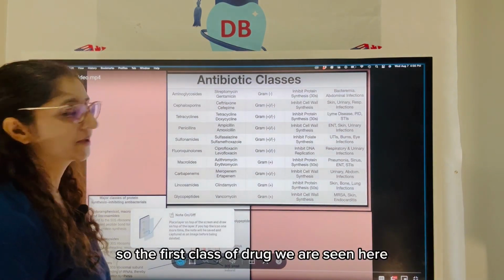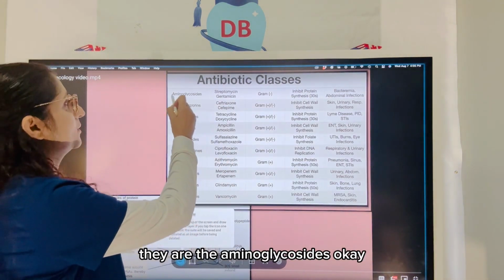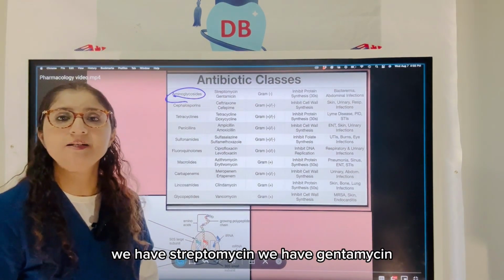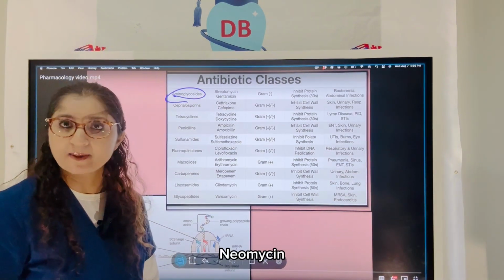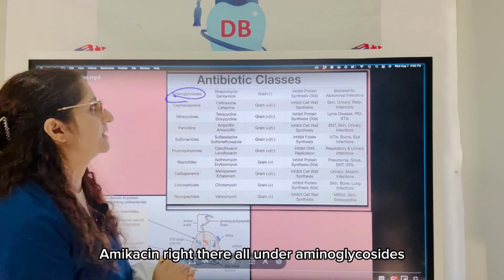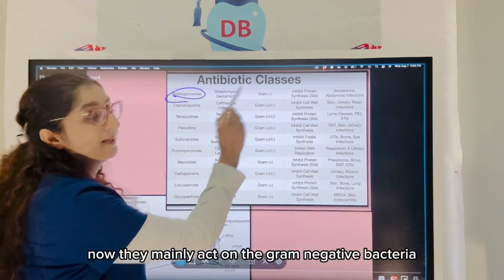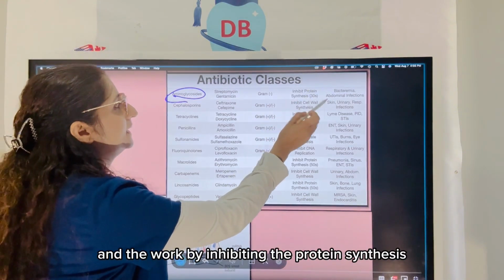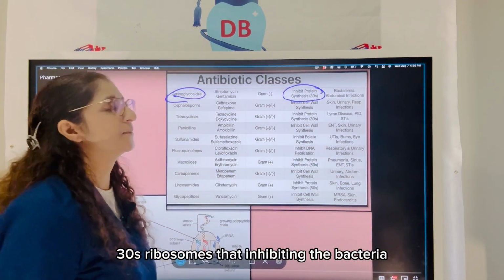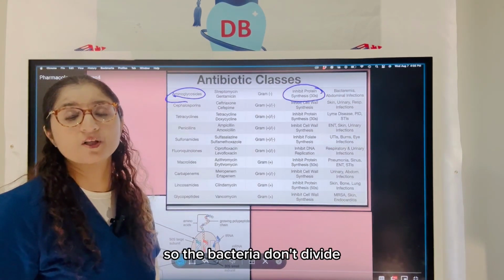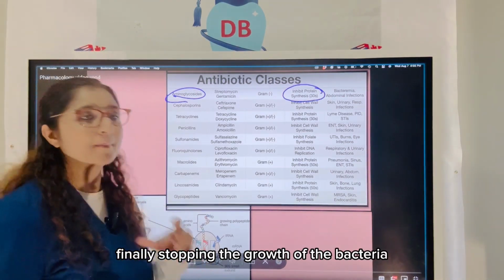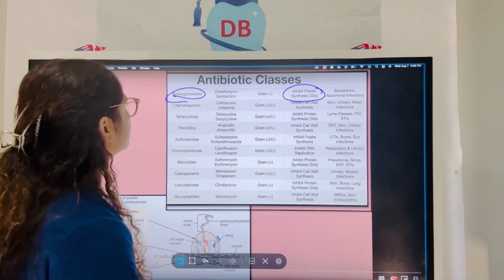So the first class of drug we are seeing here are the aminoglycosides. The drugs that come under this group are streptomycin, gentamicin, neomycin, amikacin, right? They're all aminoglycosides. They mainly act on gram-negative bacteria and work by inhibiting protein synthesis. They inhibit the 30S ribosome in the bacteria, so the bacteria don't divide, and that's how it stops the growth of the bacteria.